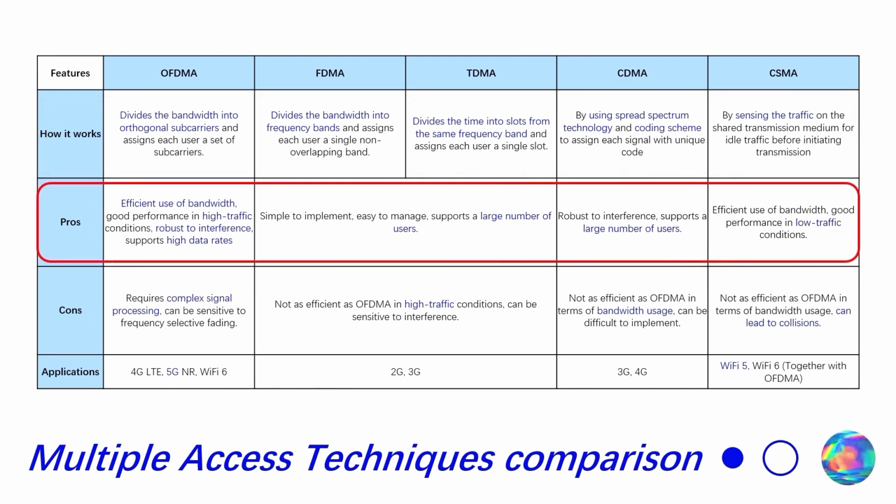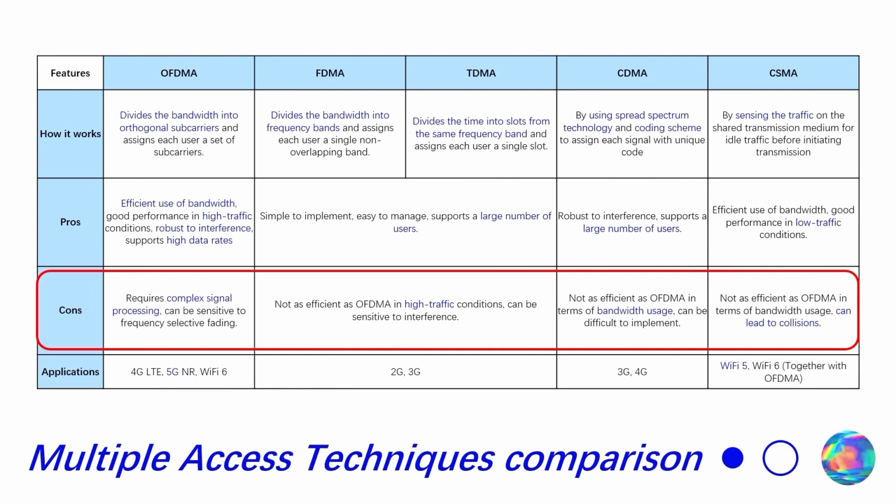The advantages are: OFDMA has efficient use of bandwidth, good performance in high traffic conditions, robustness to interference, and supports high data rates. FDMA and TDMA are simple to implement, easy to manage, and support a large number of users. CDMA is robust to interference and supports a large number of users. CSMA has efficient use of bandwidth and good performance, but in low traffic conditions.